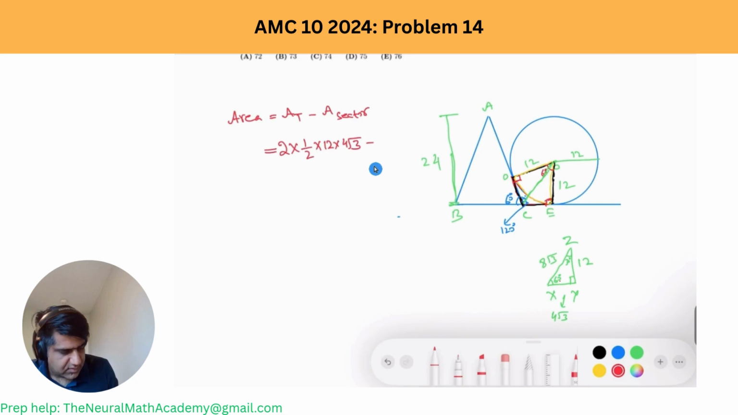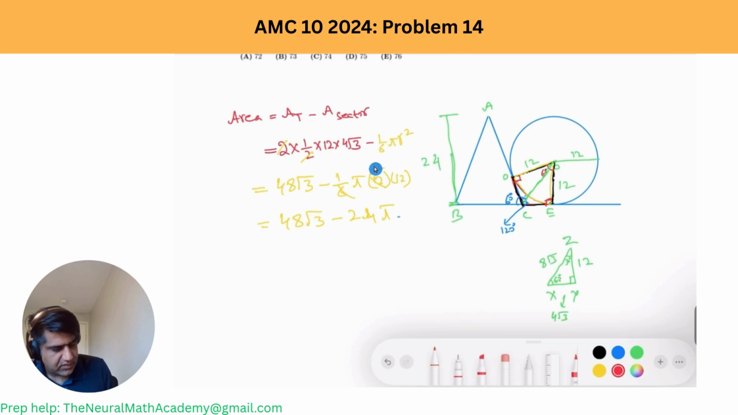And the sector is simply 1 over 6 pi r square, right? And the reason is the sector that we have is making a 60 degree angle. So 60 divided by 360, I get 1 over 6. And now if I solve, this cancels out, I get 48 square root of 3 minus 1 over 6 pi times 12 times 12. And if you simplify, I get 48 square root of 3 minus 24 pi.